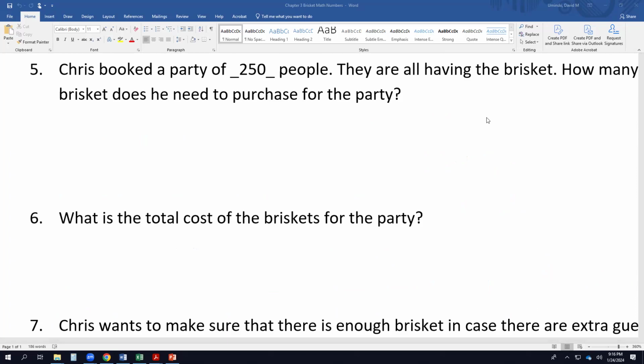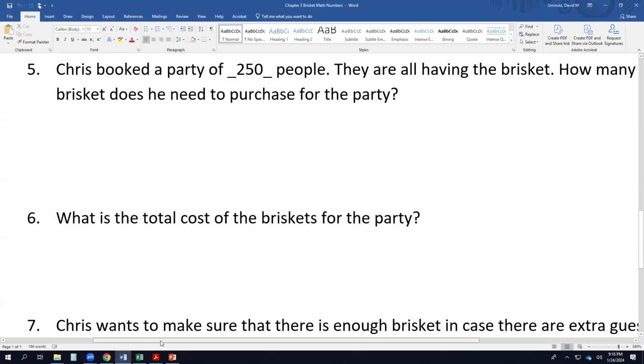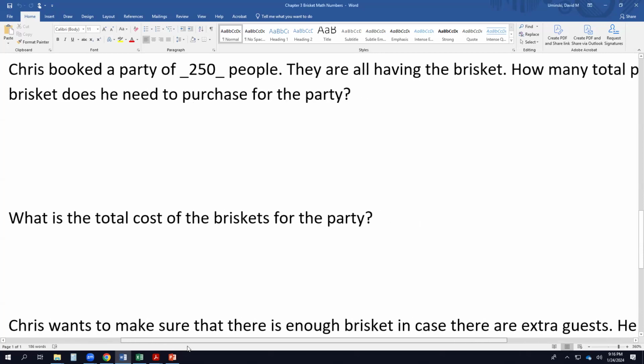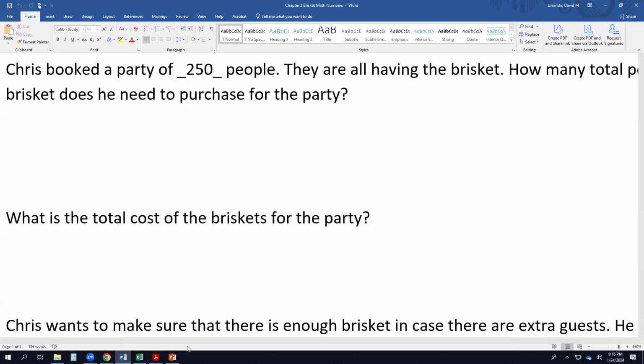Chris booked a party of 250 people. They are all having brisket, thankfully. How many briskets does he need, or how many pounds, I should say, probably? How many total pounds of brisket does Chris need to purchase for the party?